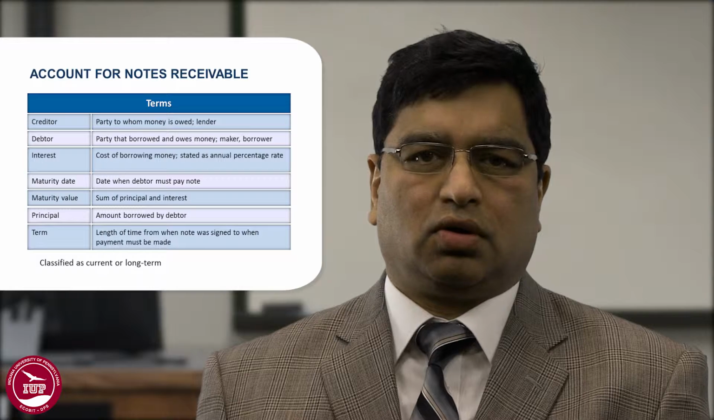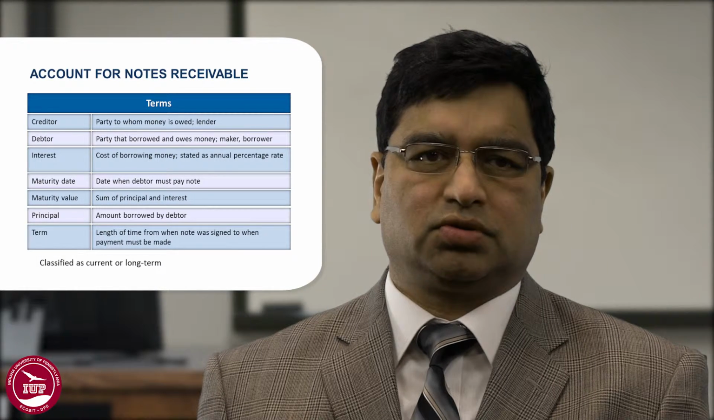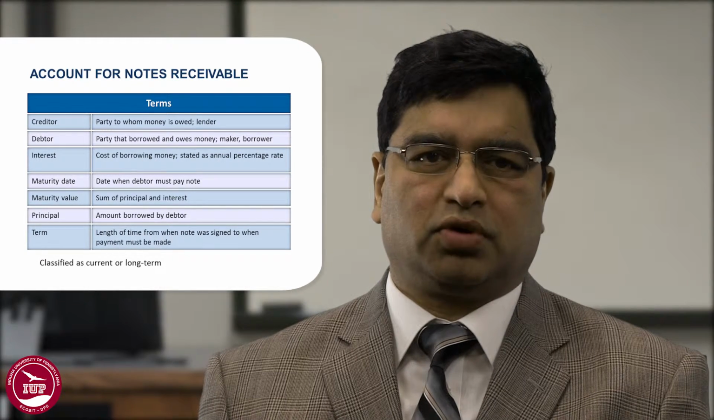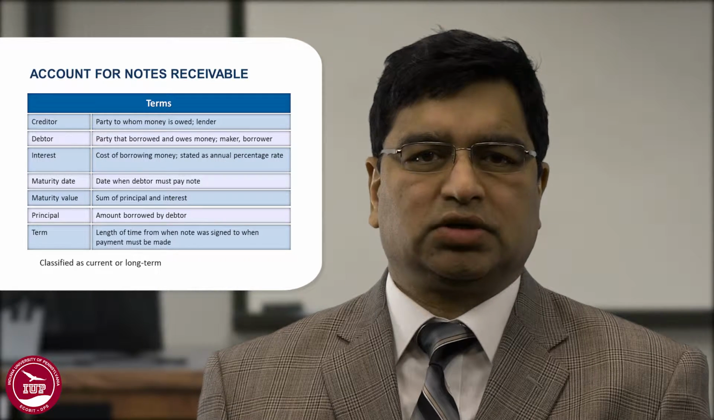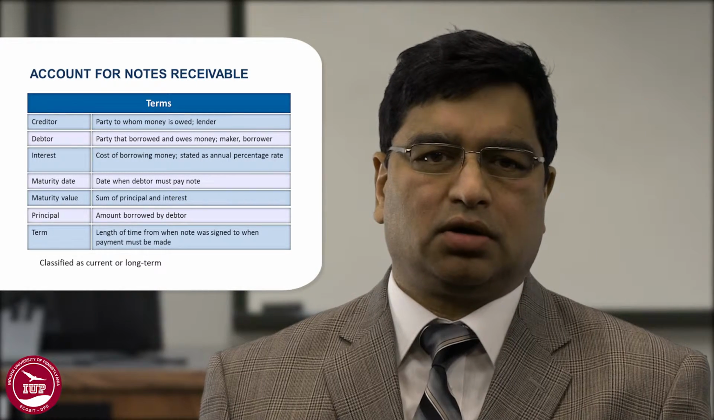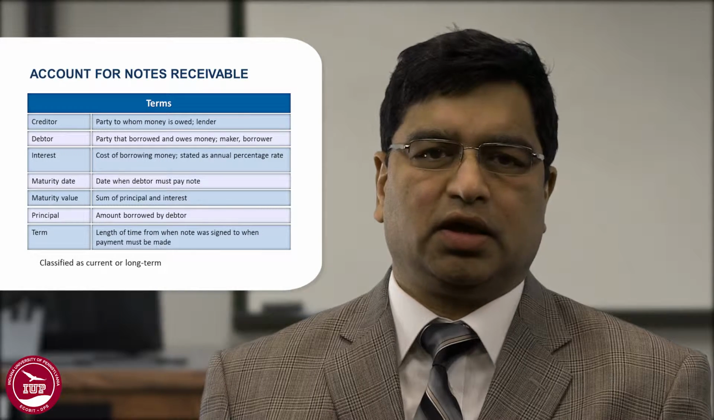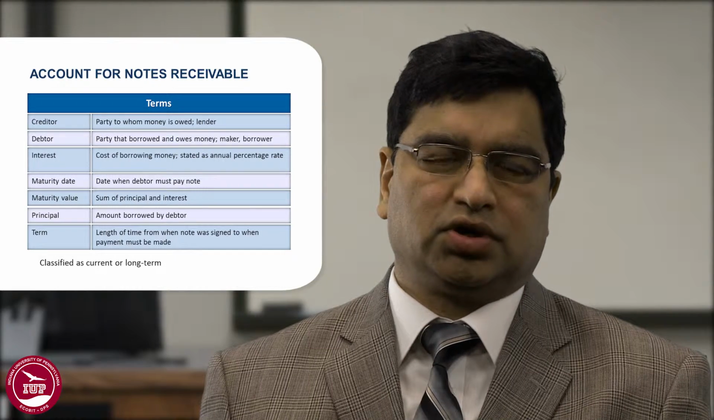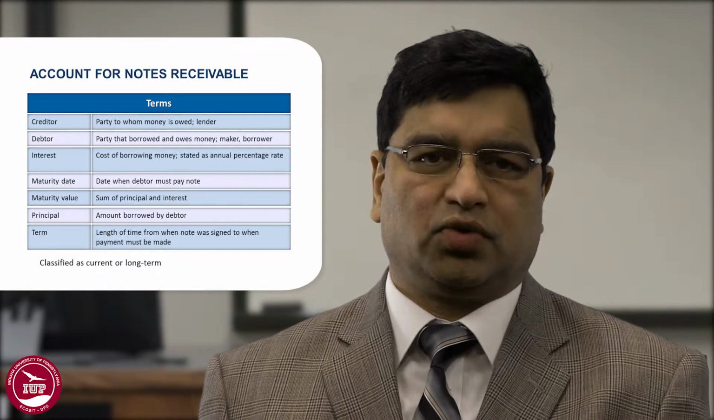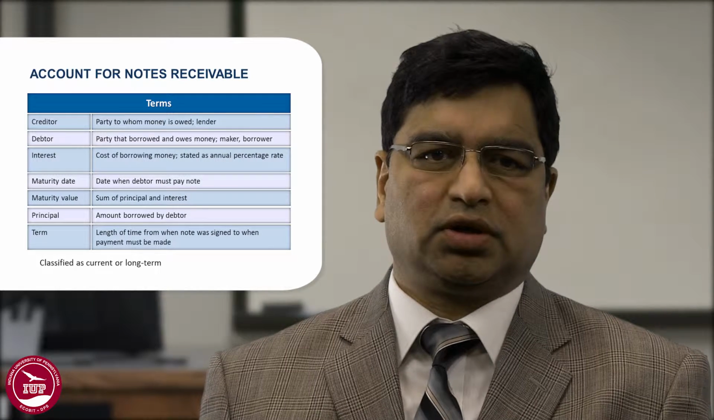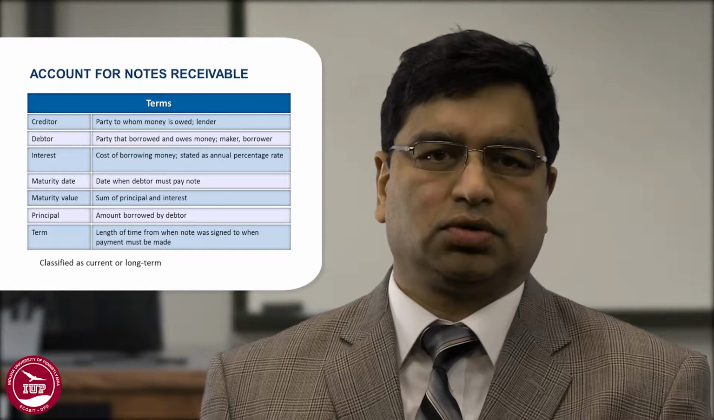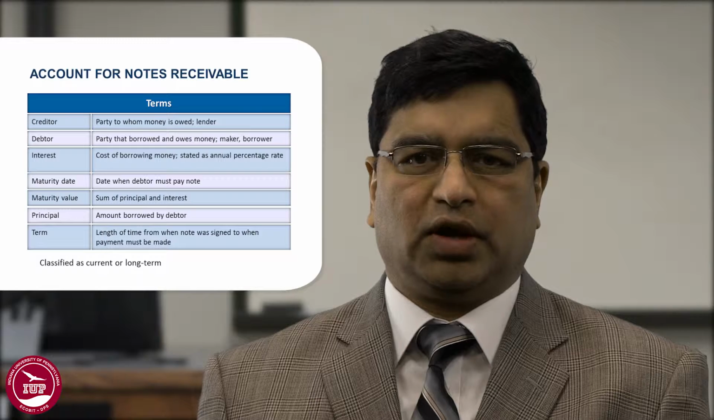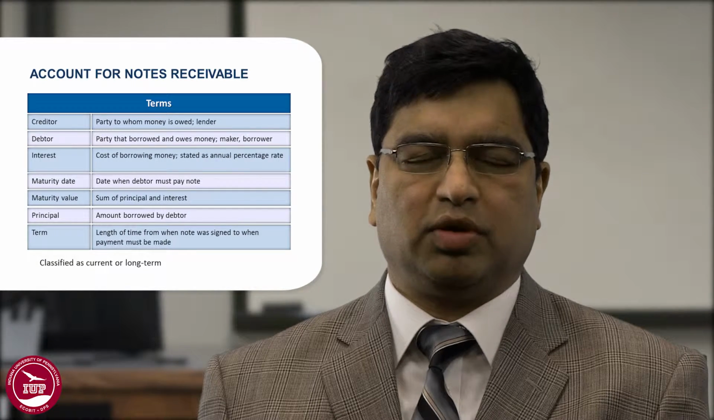Also, the debtor or the maker of the note has to pay that interest to the creditor or the lender by a certain date. So the maturity date becomes important. As far as what needs to be paid to the lender, it is the maturity value, which is equal to the sum of principal, that is the original money borrowed, plus the interest for the period for which the money was borrowed. Principal is the amount that was borrowed, and the term is the length of time from when the note was signed to when the payment must be made.